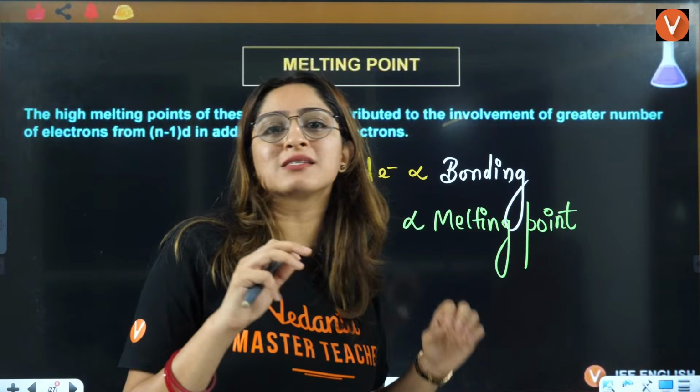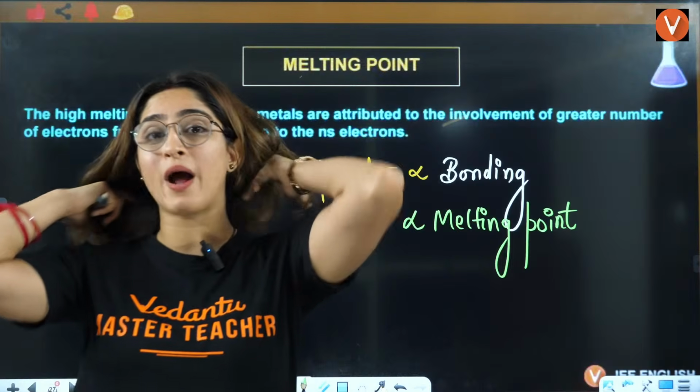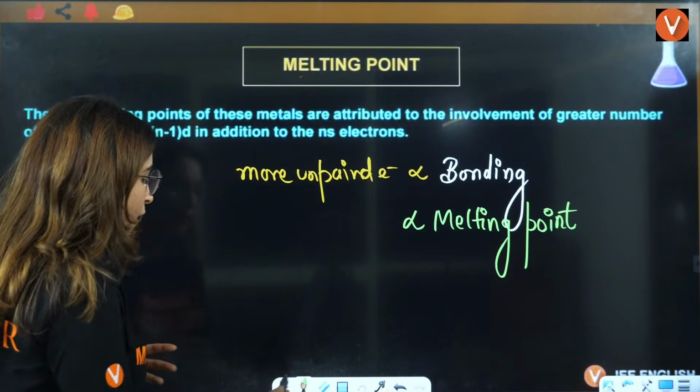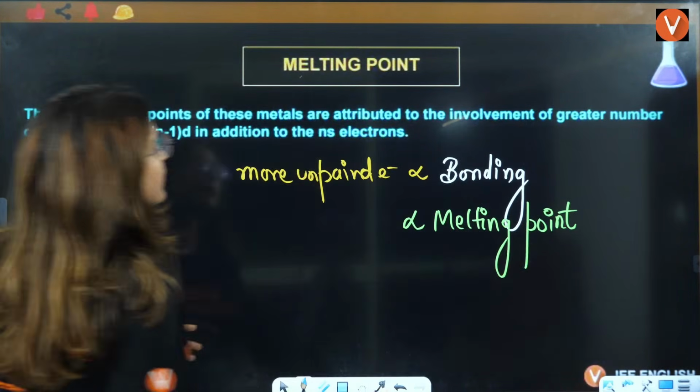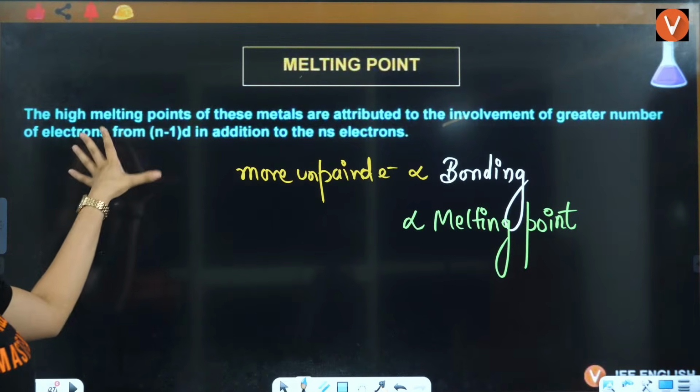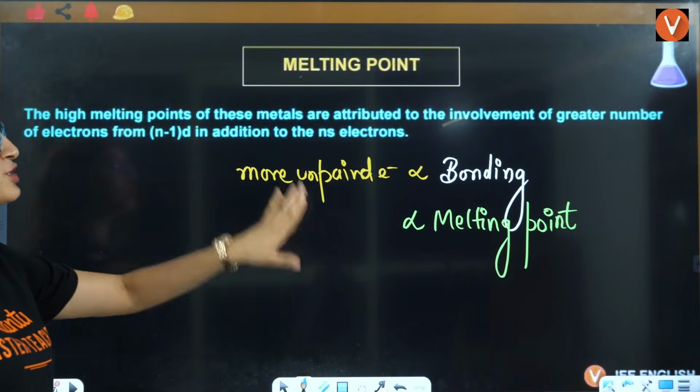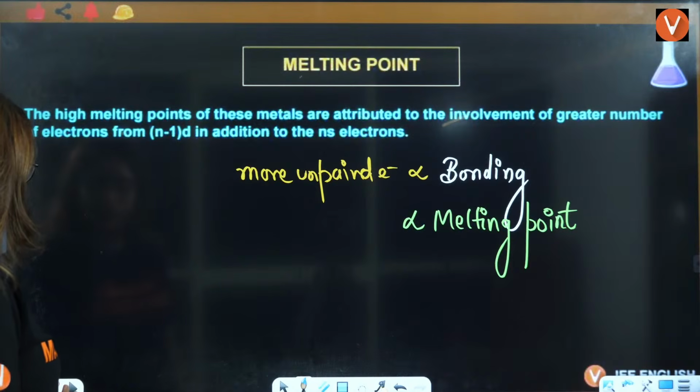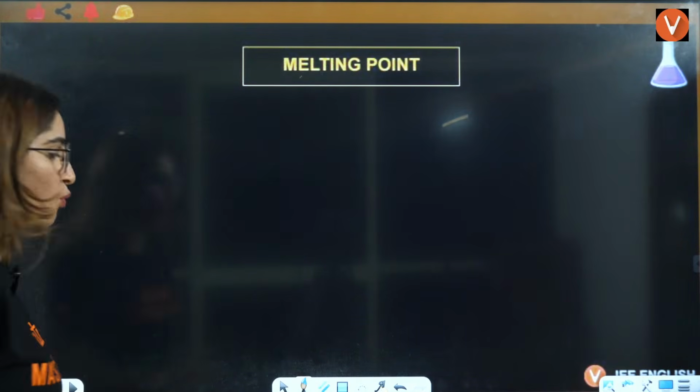Now, because of these n-1 d orbitals, let's talk about the unpaired electrons here. The high melting point is attributed to the involvement of a greater number of electrons from n-1 d in addition to ns electrons. That's why they have high melting point.